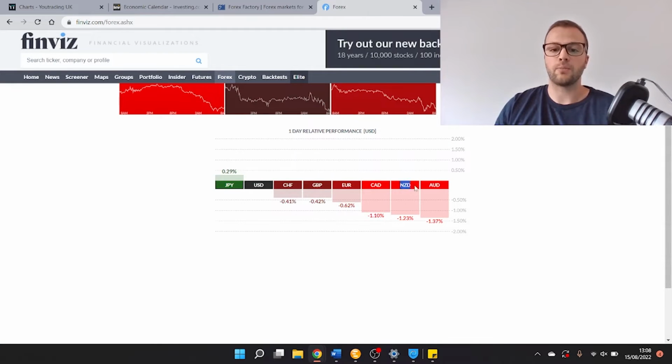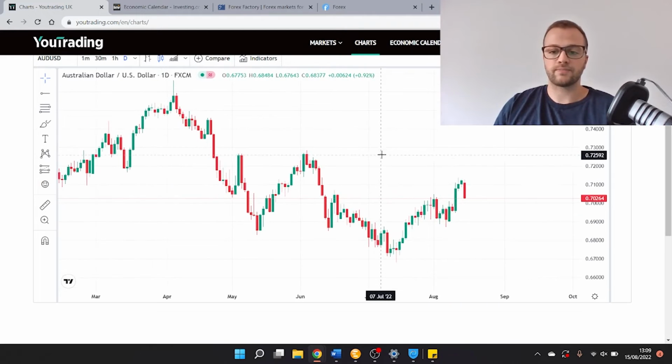The Kiwi is also doing pretty badly. The Loonie is doing badly as well, mostly because of oil prices. Remember, oil is one of Canada's biggest exports. And then you can see the dollar doing well, the yen also doing well, safe havens basically. But anyway, back to the charts.